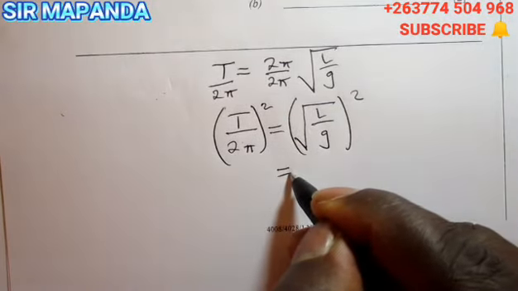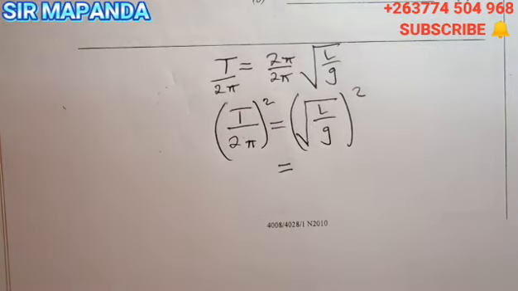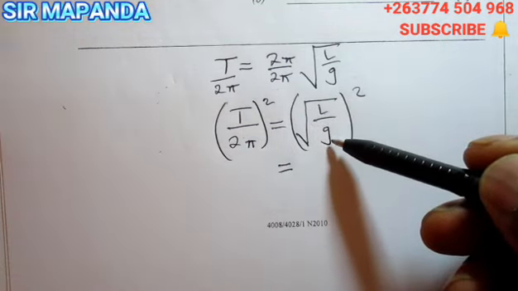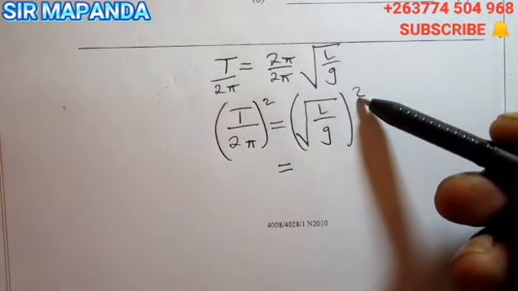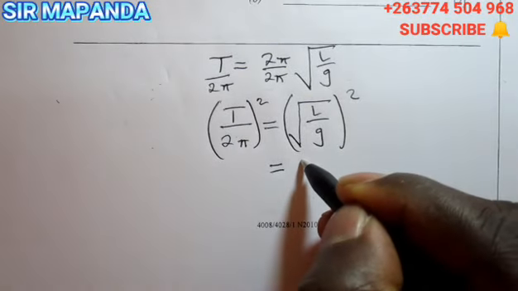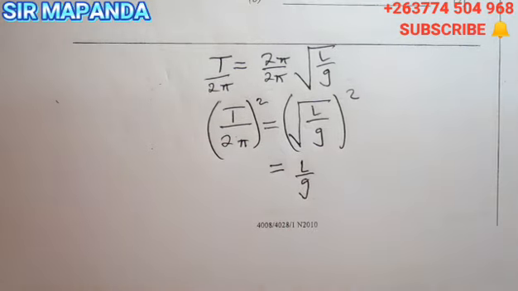I hope you are following, class. So the power 2 on the right side causes the root sign to disappear. It causes the root sign to vanish. But it does not affect the terms inside the root sign. So you are not going to get L squared or G squared. Why? Because the power 2 functions by just removing the root sign so that the terms inside the root sign will appear as they are without being affected by that power 2.